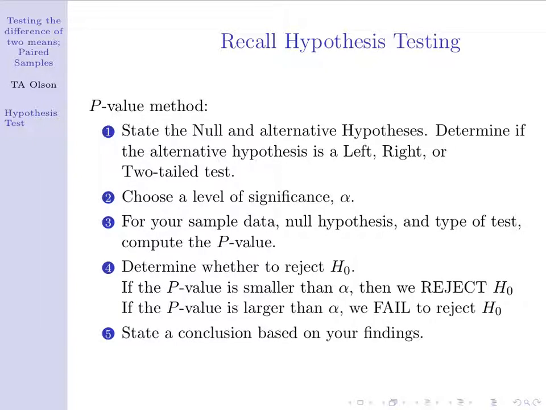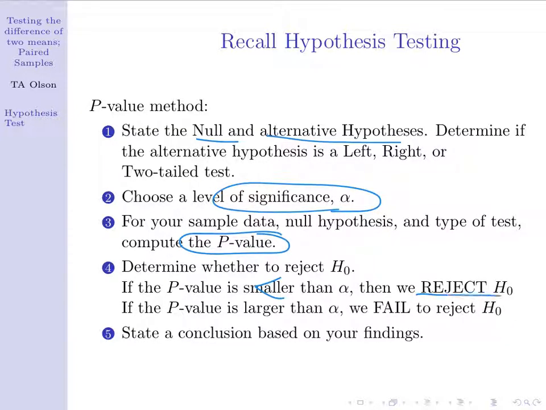And quick refresher on hypothesis tests. We have null and alternative hypotheses. We have our level of significance. We have our p-value. And if our p-value is less than alpha, we will reject the null hypothesis and switch over to the alternative hypothesis. If the p-value is larger than alpha, we will fail to reject the null hypothesis. It will still be reasonable. And then we state a conclusion based on our findings.